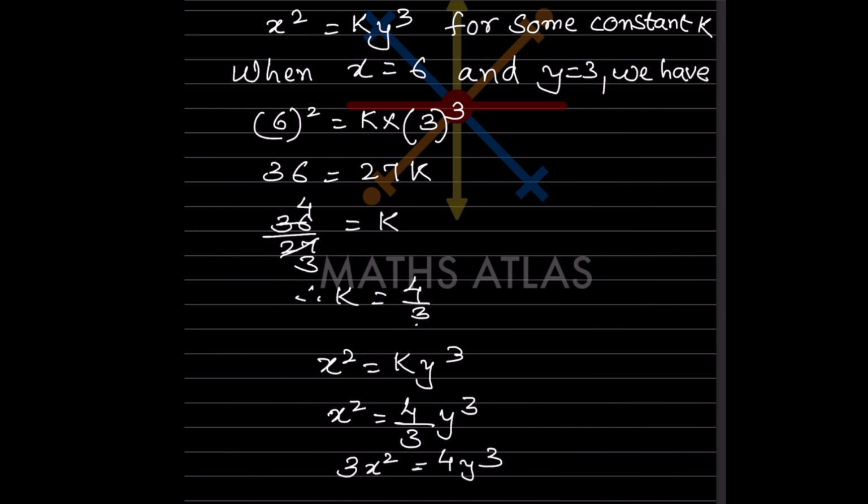So now they ask what is the relation between x and y. So this is the answer for that. We cannot do anything further for this one. So we got the relation between x and y now. So 3x square is 4y cube. So by this one we have completed today's work.